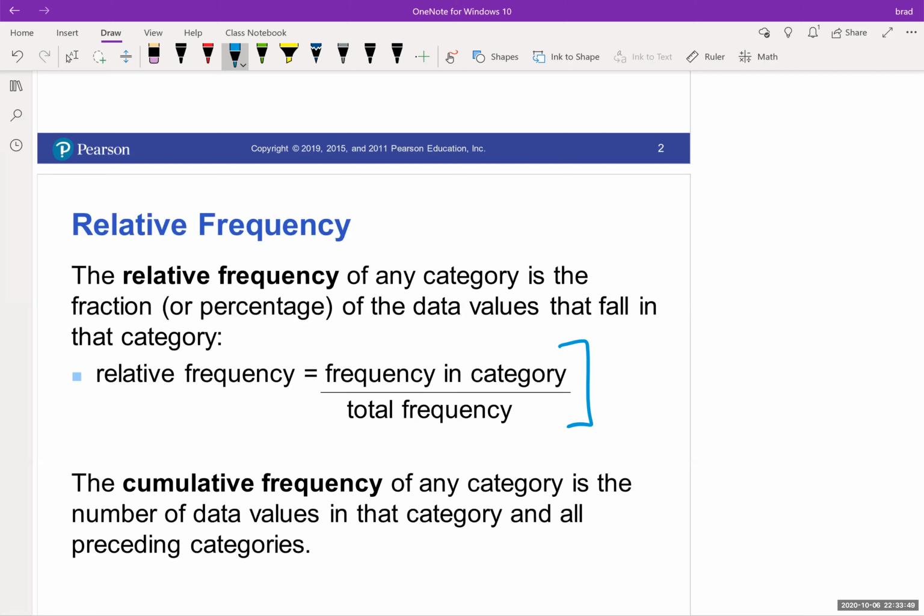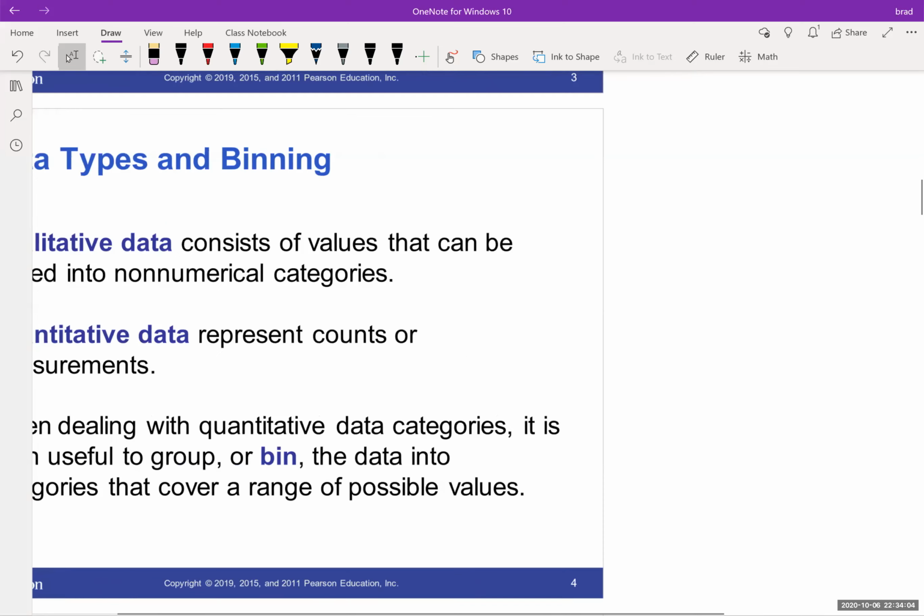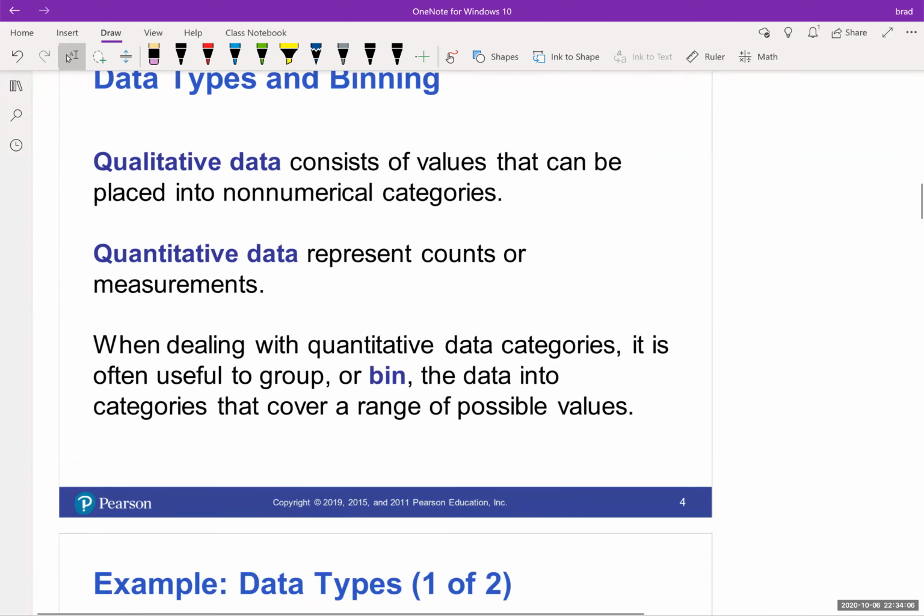And you're going to get some fraction, and you'll get some percentage or decimal, and that's what the relative frequency is. Now, cumulative frequency of any category is the number of data values in that category and all the preceding ones. So this one basically takes a category and adds all the ones up that came before it. Okay, so we'll read this and then we'll do a couple examples.